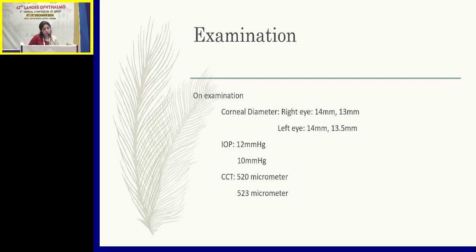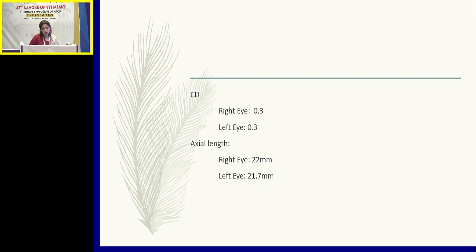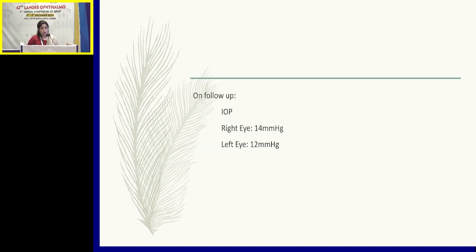On examination, the corneal diameters were 14 in the right eye and also 14 in the left eye. The IOP was 10 and 12 in the right and left eye. The CCT, the central corneal thickness, is 520 and 523 in the right and left eye. The CD ratio was 0.3 and 0.3. The axial lengths were normal. We stopped all the medication for 2 weeks.